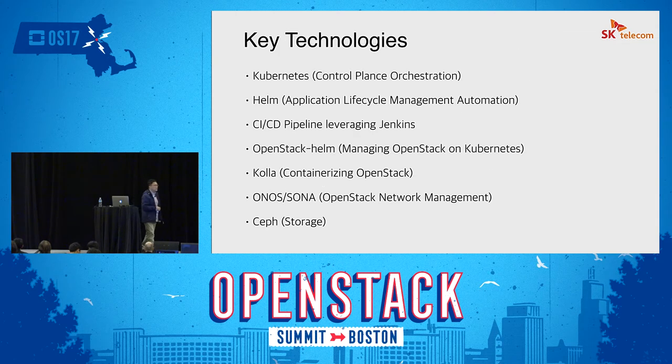The key technology we are using is Kubernetes for control plane orchestration and Helm for the application lifecycle management automations on Kubernetes, and CI/CD pipelines leveraging Jenkins and the OpenStack Helm project and Kolla and ONOS and SAP. Those were our key technologies to develop this OpenStack on Kubernetes.